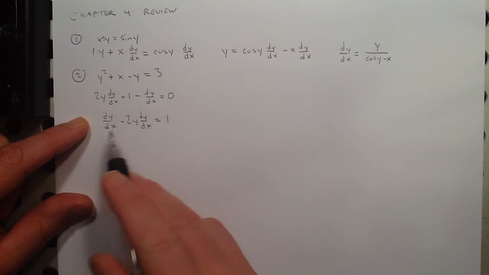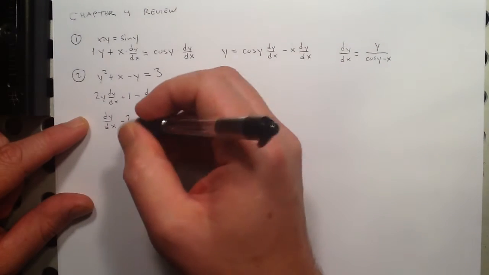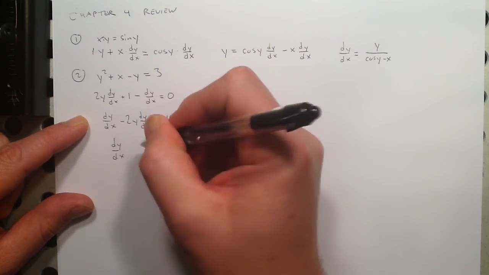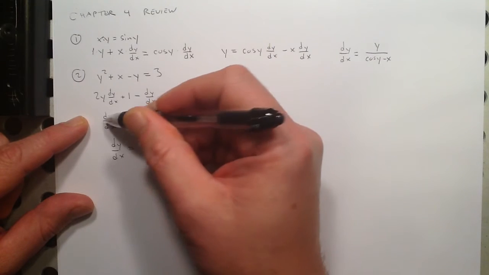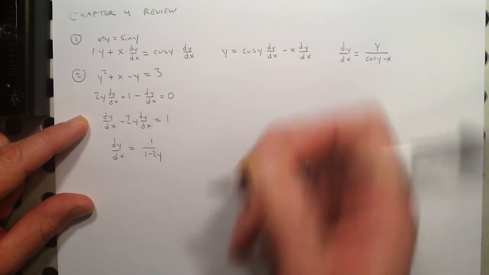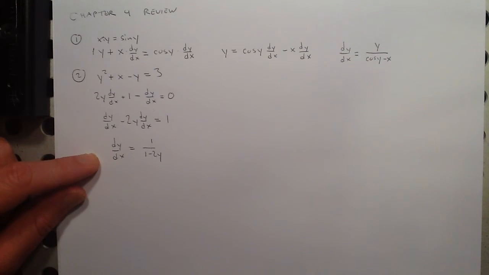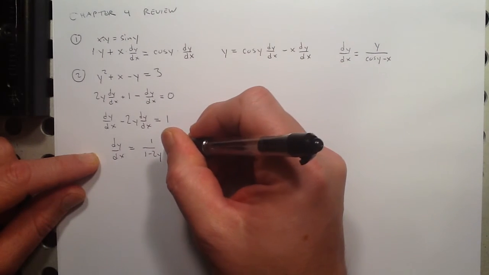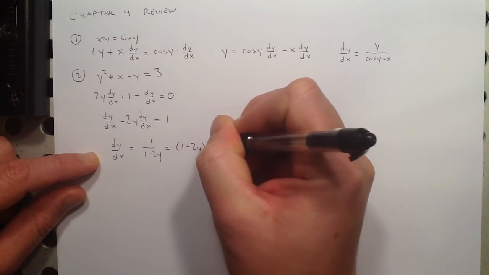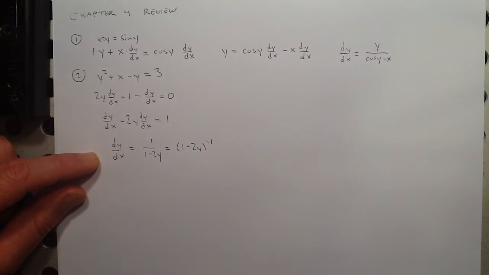Right? You could have the signs all backwards here. And then factoring, I get dy dx. And dividing by, I'd have 1 minus 2y. I have that. And to avoid using the quotient rule, I think we're going to go ahead and write that like this.